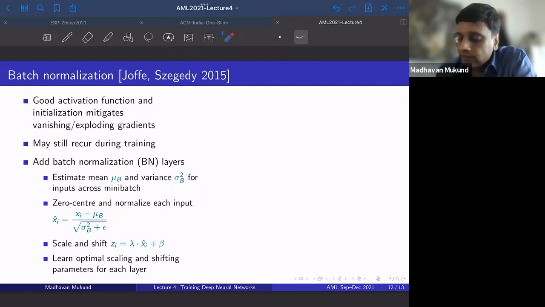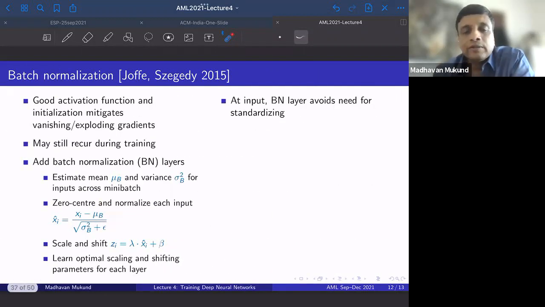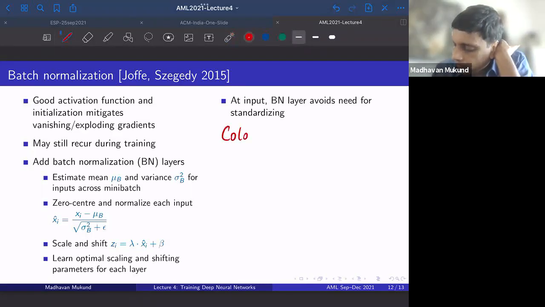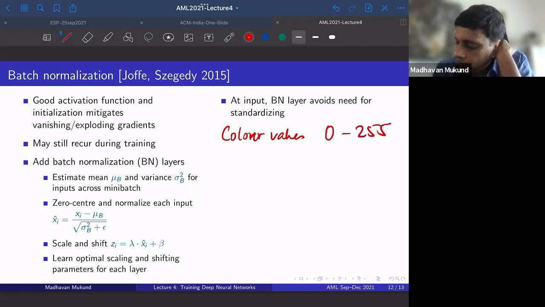So now this mysteriously seems to work, right? In particular, if you have used or looked at examples, many times the input to a neural network needs to be standardized. For example, if you have, say, color values, which are in the range 0 to 255, right? You will often have to normalize them to 0 to 1, right? Or grayscale or whatever it is.